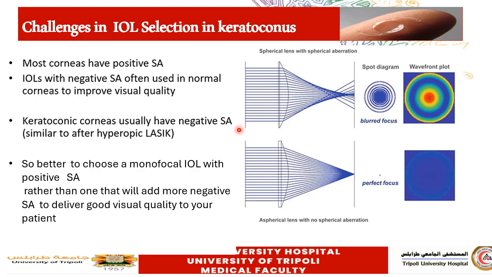They claim that this will increase the depth of focus and improve the reading of the patient. Although this issue is of less importance in patients with keratoconus, as our aim is to have a better monofocal distant vision, and for near he will use glasses or contact lenses. So in case of keratoconus we aim to neutralize the high degree of negative spherical aberrations by implanting a zero spherical aberration or mild positive spherical aberration lens.